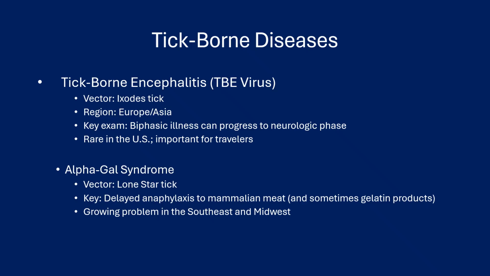And then, of course, alpha-gal syndrome, vector Lone Star tick, key delayed anaphylaxis to mammalian meat and sometimes gelatin products. I have seen people who had a known history of alpha-gal that had severe reactions to even gelatin capsules when they were taking medications. Had to be very careful on what medications they took. Growing problem in the Southeast and Midwest.